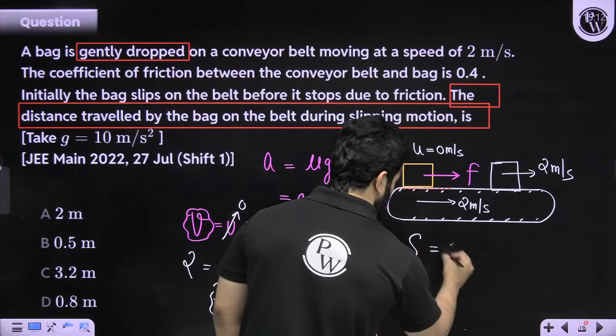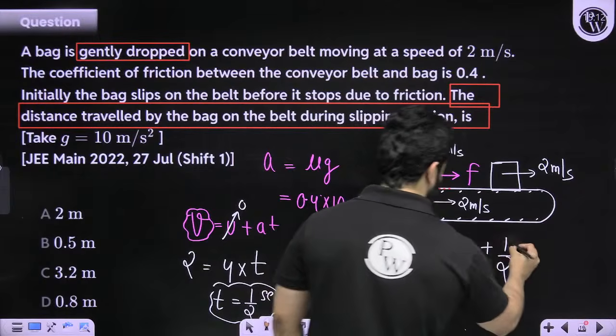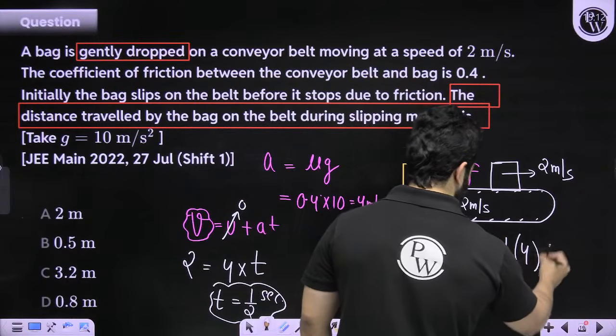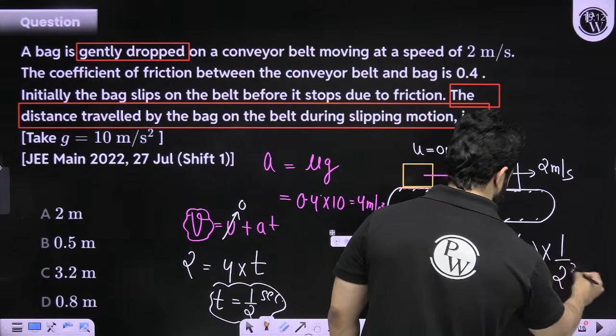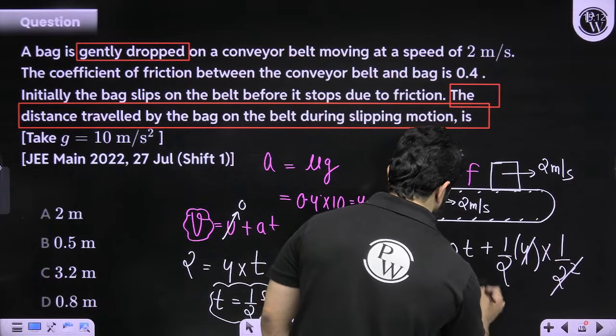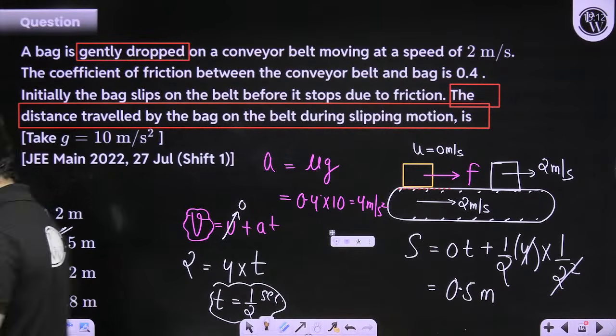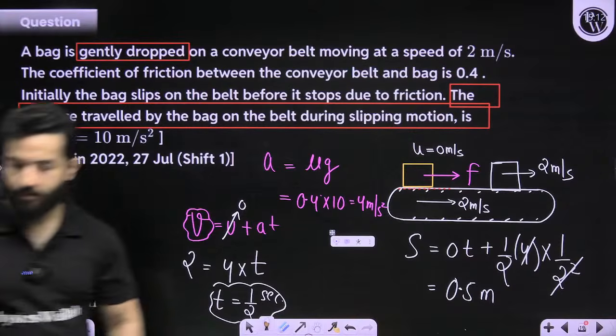So S is equal to ut plus half a t square, acceleration is 4, and this cancels out and the answer is going to be 0.5 meter. So 0.5 meter. Let me know if you have any doubt. Be quick.